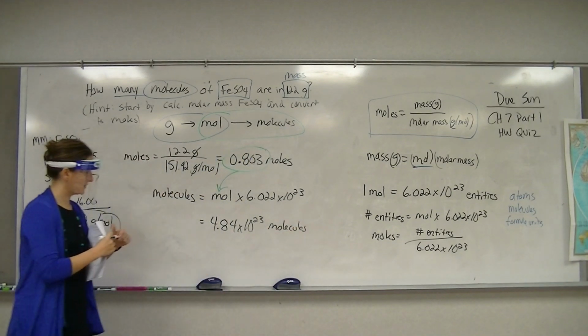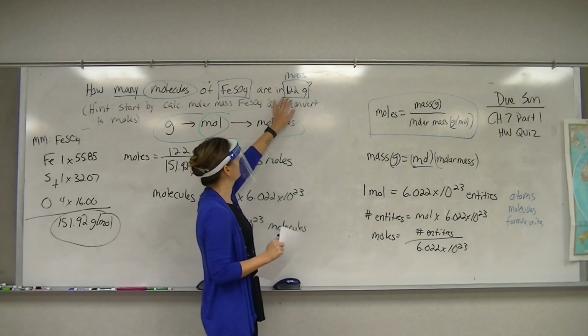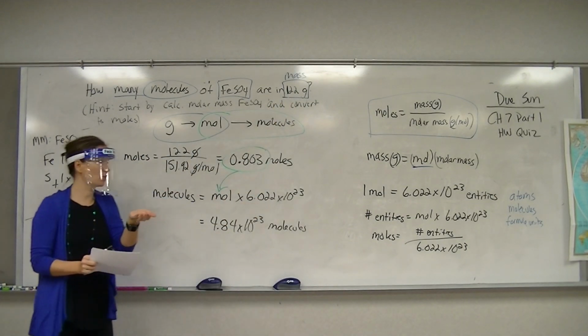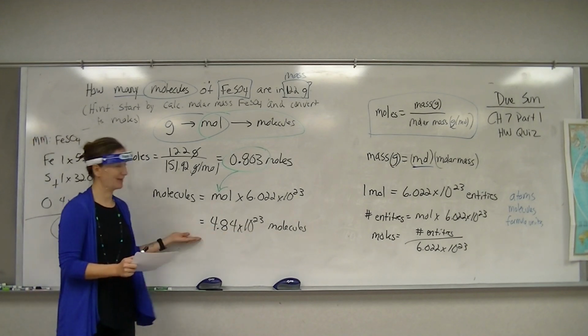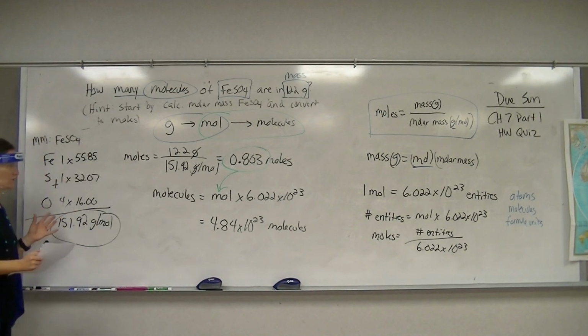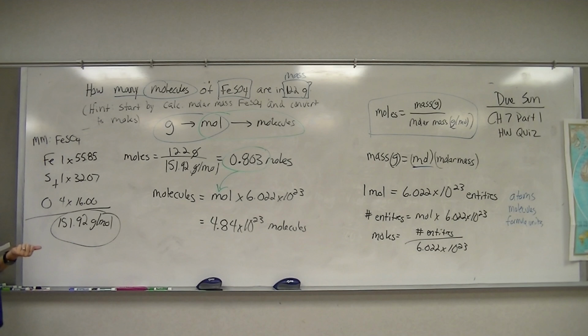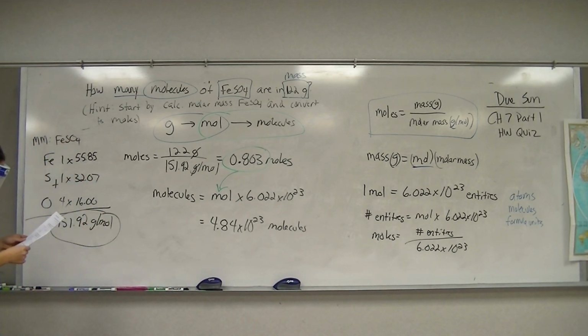So what that tells me is that this mass of 122, if I had 122 grams of iron 2 sulfate, there would be this many molecules in it, right? Trillions, probably even more than trillions. What's bigger than trillions? Is gazillion an actual term? I don't know. I know it's more than trillions. It's a lot, but all right.